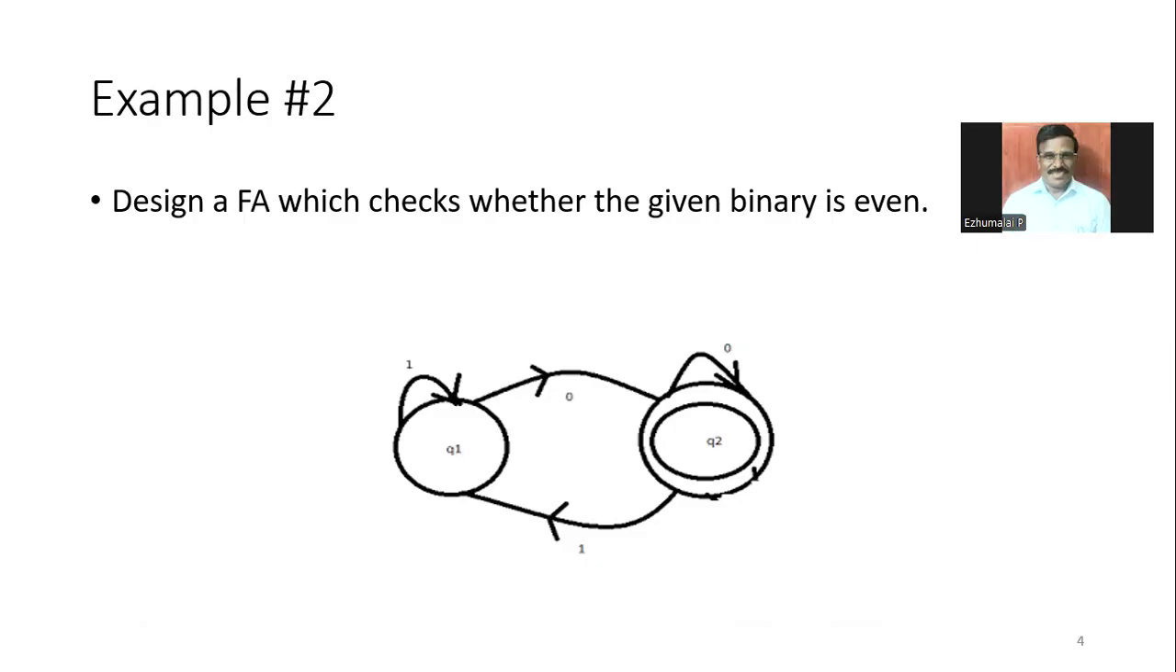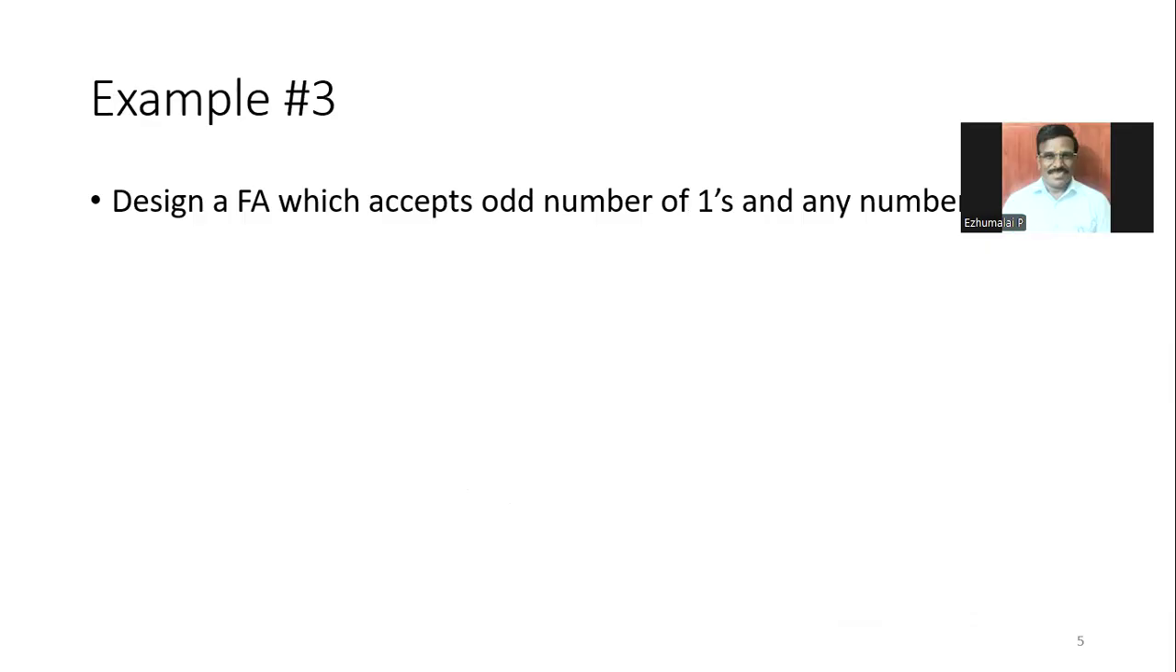Suppose 0, 0 is given. First 0 goes from Q1 to Q0. Again, if we give 0, it goes to Q2 only. Q2 is the accepting state, so 0, 0 is accepted at Q2. Similarly, if we give 1, Q1 is reached, which is not accepted. This machine accepts an even number of zeros.